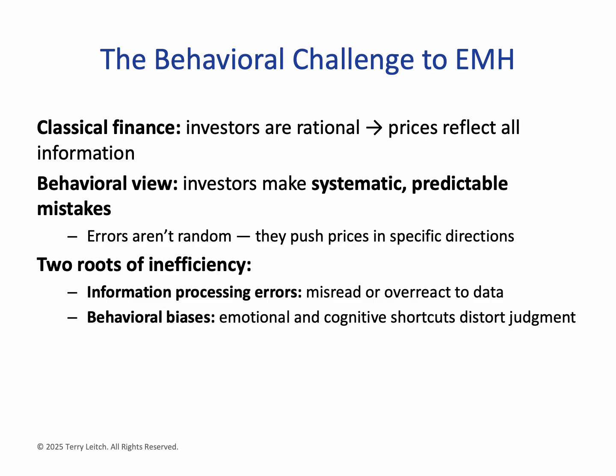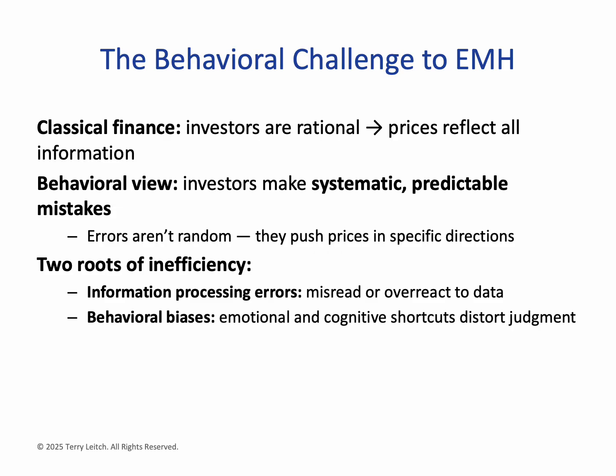So in classical finance, investors are rational and prices reflect all information. Okay, that was where we said it in terms of the efficient market hypothesis. The behavioral view: investors make systematic, predictable mistakes.